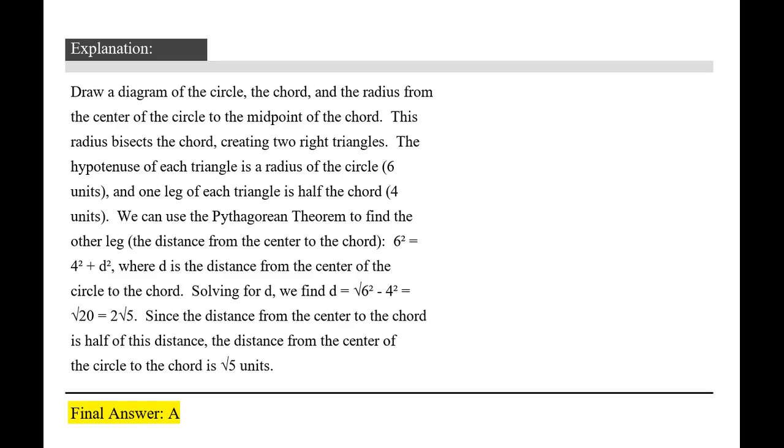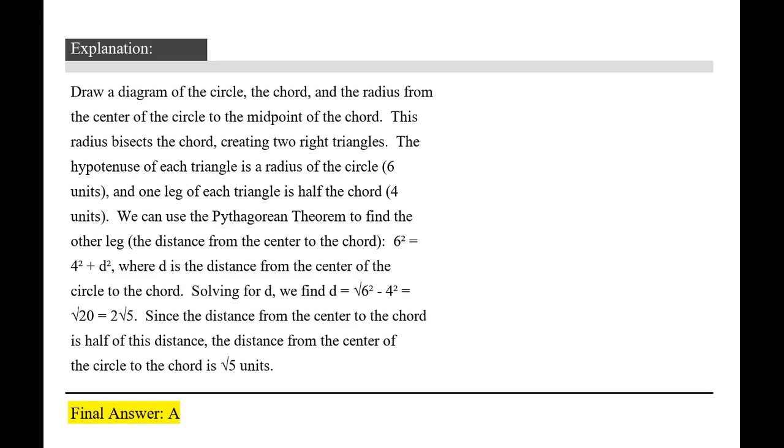Draw a diagram of the circle, the chord, and the radius from the center of the circle to the midpoint of the chord. This radius bisects the chord, creating 2 right triangles. The hypotenuse of each triangle is a radius of the circle, 6 units, and one leg of each triangle is half the chord, 4 units. We can use the Pythagorean theorem to find the other leg.